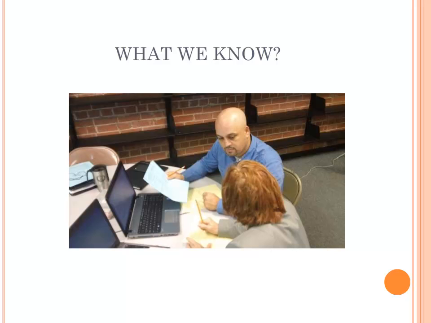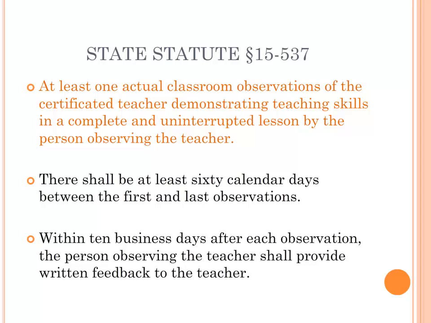Let's take a moment to review what we know about the teacher evaluation process. The objectives of the teacher performance evaluation system are to improve instruction and maintain instructional strengths. The measure of a teacher's performance is rooted in the classroom observation. The criterion of classroom observations are outlined in State Statute 15-537. A teacher will be observed at least once a school year. Observations encompass a complete uninterrupted lesson.